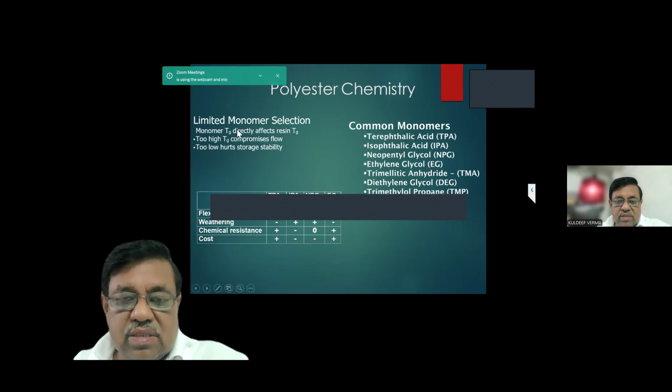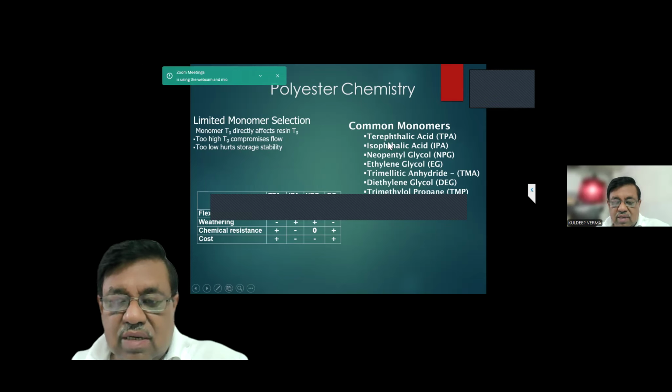These are the properties. Polyester resins have limited monomer selection. For monomers, too high a Tg compromises flow, and too low a Tg hurts storage stability. The common monomers are terephthalic acid, isophthalic acid, neopentyl glycol, ethylene glycol, trimellitic anhydride, diethylene glycol, trimethylol propane, and trimethylol ethane.